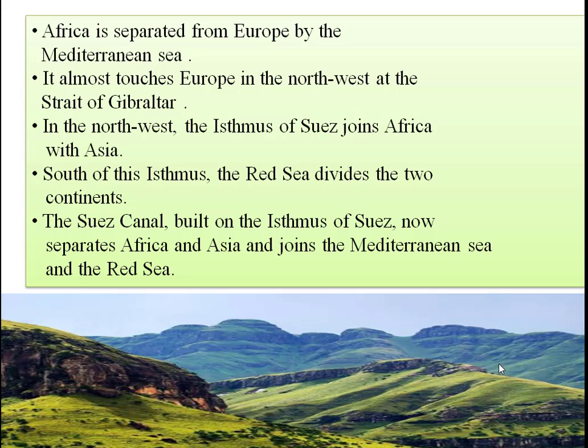Africa is separated from Europe by the Mediterranean Sea. It almost touches Europe in the northwest at the Strait of Gibraltar. In the northeast, the Isthmus of Suez joins Africa with Asia. South of this isthmus, the Red Sea divides the two continents. The Suez Canal, built on the Isthmus of Suez, now separates Africa and Asia and joins the Mediterranean Sea and the Red Sea.